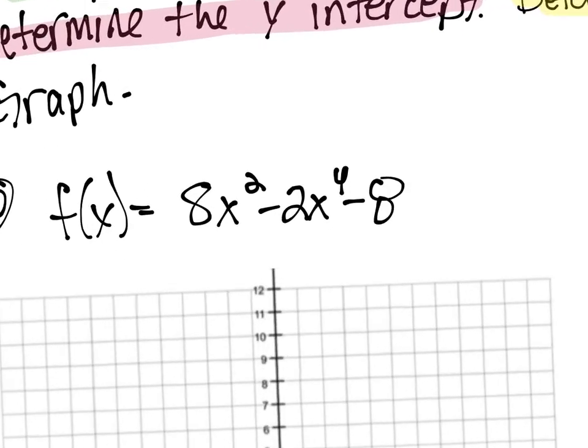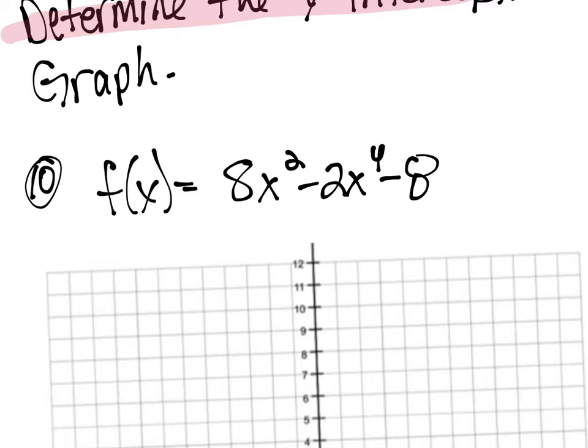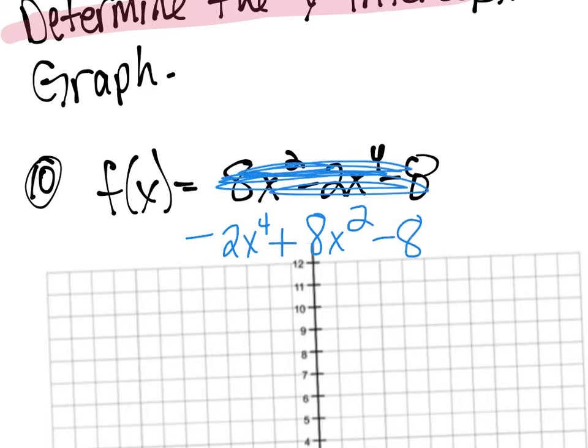So if I look at number 10, the first thing I want you to do on every problem, guys, is make sure it is written with the exponents in descending order. Is this equation written where the biggest exponent is first, then the second biggest, then all the way down? No. So how would you rewrite this? Negative 2x to the 4th, plus 8x squared. If there's no sign in front, you assume it's positive. Then minus 8.